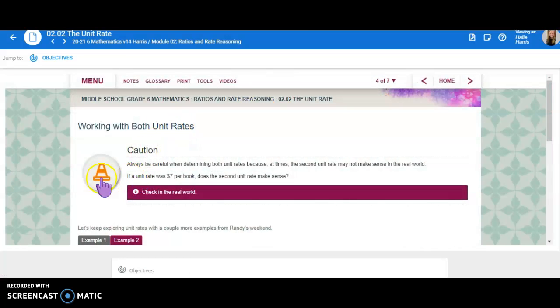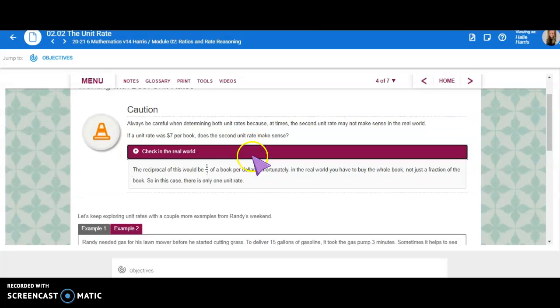On page 4, we do see a caution sign here, so I always want to read those. Always be careful when determining both unit rates, because at times the second rate may not make sense in the real world. If a unit rate was $7 per book, does the second unit rate make sense? $7 per book does make sense, but the reciprocal of this would be 1/7 of a book per dollar. That does not make sense, so we're not going to use that.